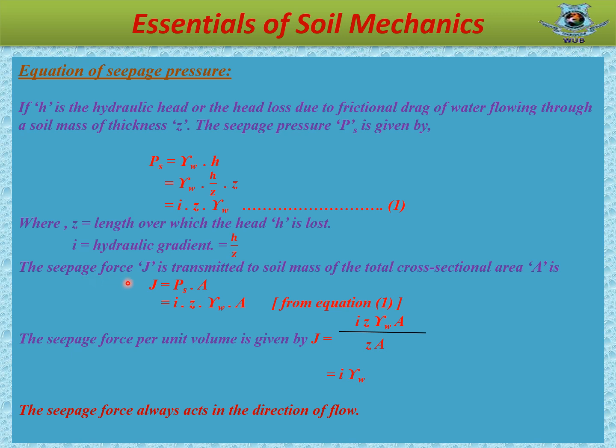If seepage force is J and the cross-sectional area of the soil is A, we can write seepage force equals pressure times area, or J = Ps × A. Replacing the value of Ps from equation 1, we get J = i Z γw A. The seepage force per unit volume is given by seepage force divided by volume. Here, seepage force is i Z γw A, and volume is ZA. Finally we get J = i γw. Remember that the seepage force always acts in the direction of flow.